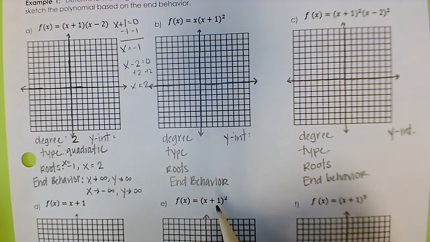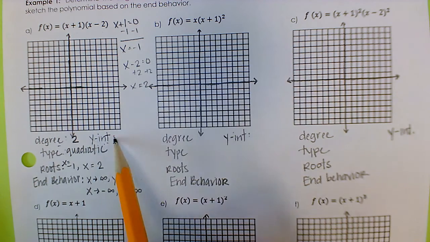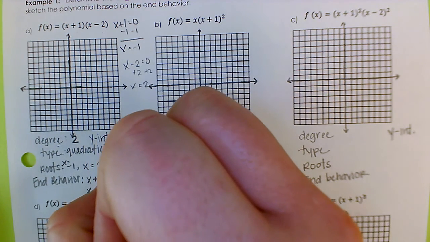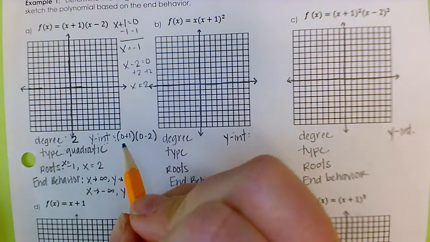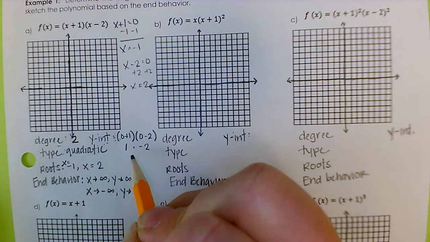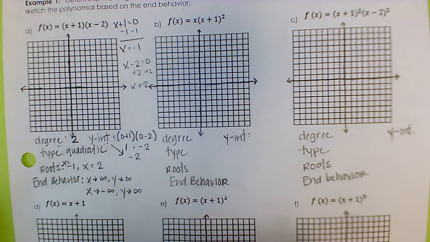The last thing we want to look at is our y-intercept. The y-intercept is when x is 0. So we would say 0 plus 1 times 0 minus 2. That's 1 times negative 2, which is negative 2. So our y-intercept is going to hit at negative 2.